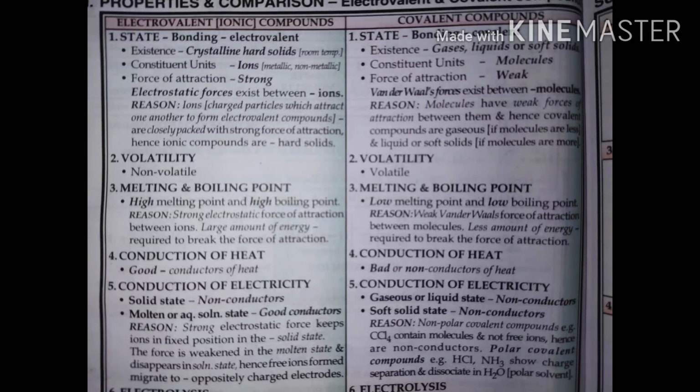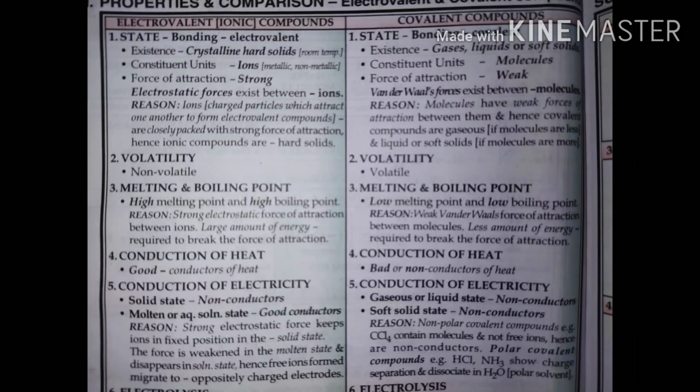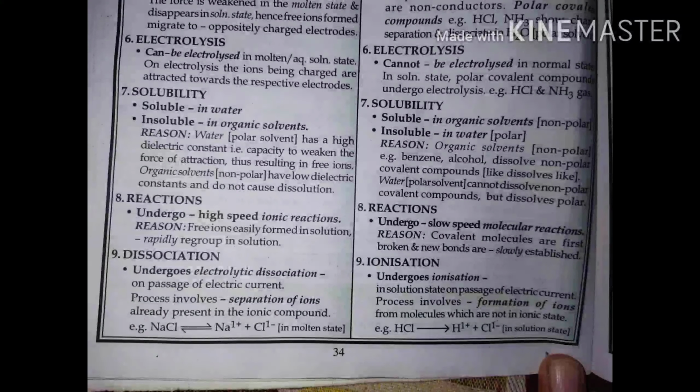Next is conduction of heat. Ionic compounds are good conductors of heat, whereas covalent compounds are not good conductors of heat. Conduction of electricity: ionic compounds are bad conductors of electricity in the solid state, but in aqueous or liquid state they are good conductors of electricity, and covalent compounds are generally bad conductors of electricity. Next is electrolysis, but we will study electrolysis in chapter 4, I think, only.